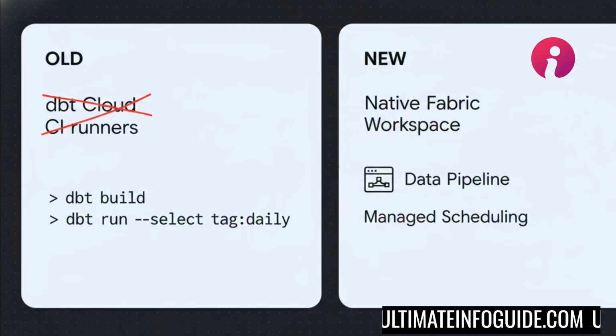Well, that awkward architecture fundamentally changed in December 2025. Microsoft actually shipped native dbt jobs directly inside Fabric Data Factory. We are finally moving away from those external systems to a fully native integration. You don't need a separate orchestrator anymore. You don't need a dbt Cloud account. And you don't need a dedicated CI runner just to invoke a command. It's now a native item type living directly in your workspace.